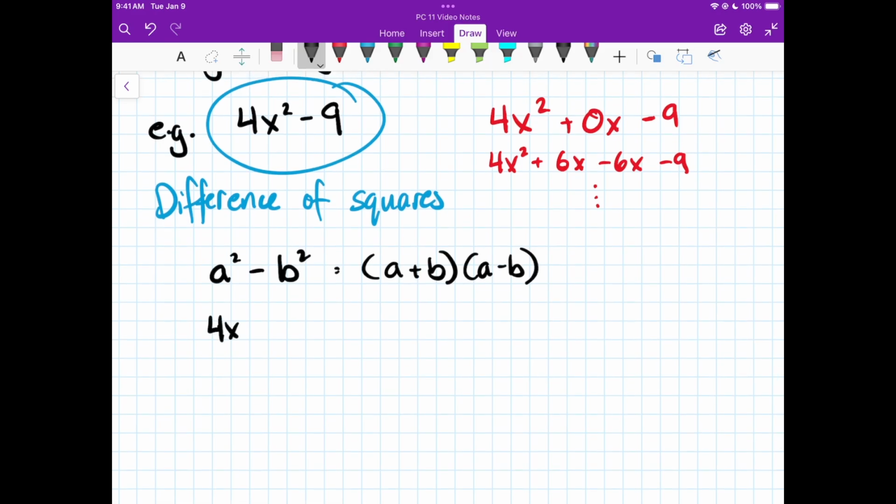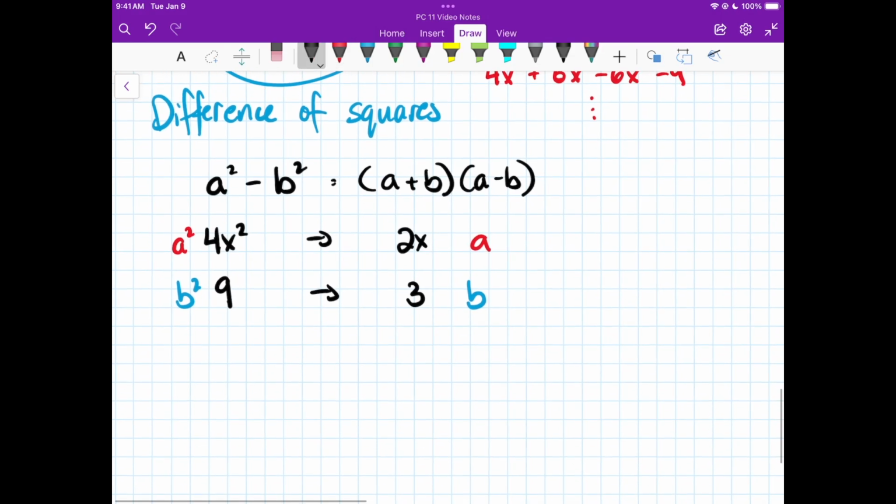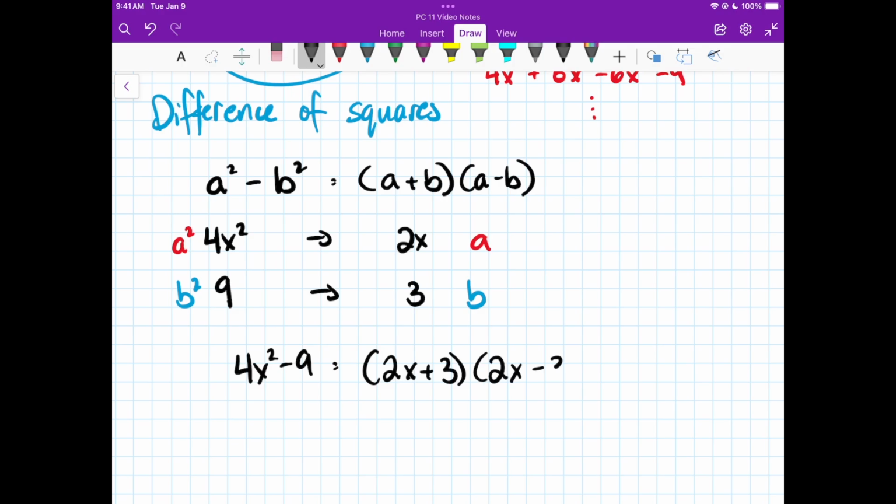If we have 4x squared and 9, so that's your a squared and your b squared, then a and b are the square roots of those two things. So the square root of 4x squared is 2x, and the square root of 9 is 3. So that's your a and your b. And so to factor this, 4x squared minus 9 is just 2x plus 3 times 2x minus 3. And then that's it. Done. Didn't even have to really put any work into it.